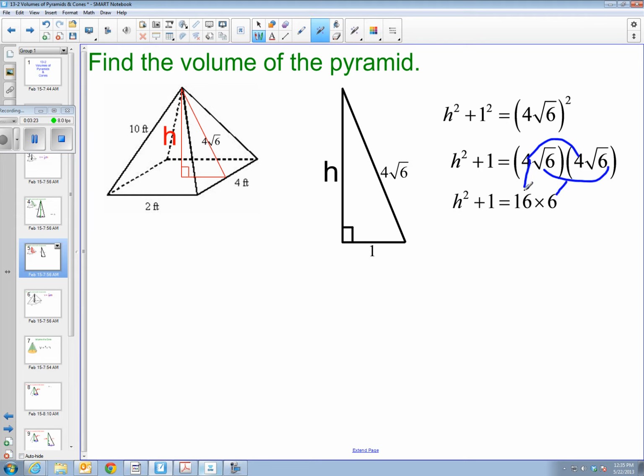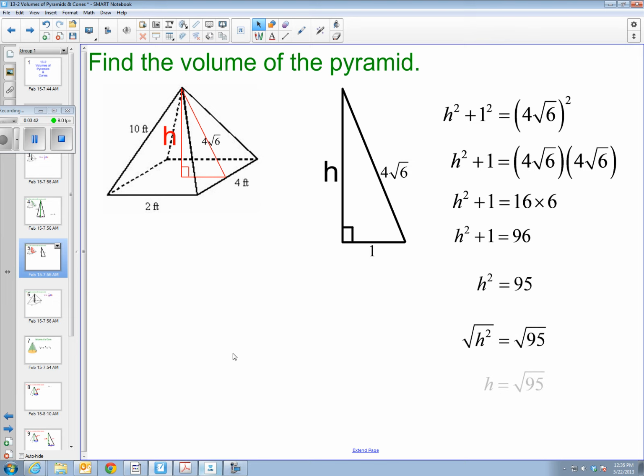So there's where my 16 times 6 comes from. Multiply that together, you get 96. And finally move the 1 across and take the square root to find out that the height, h, of our actual pyramid is the square root of 95. We now know all of the measurements we need in order to find the volume.